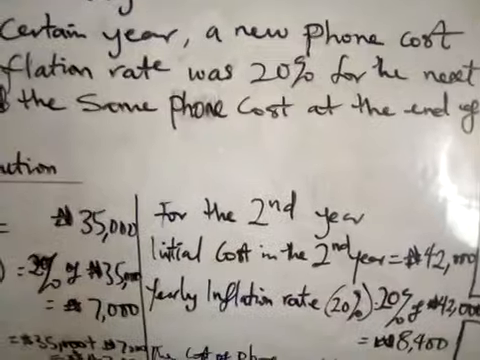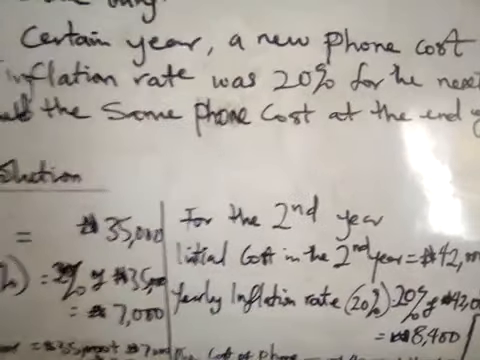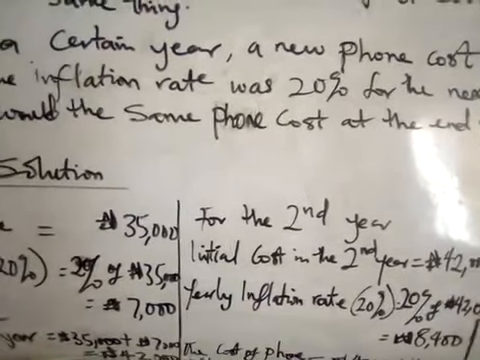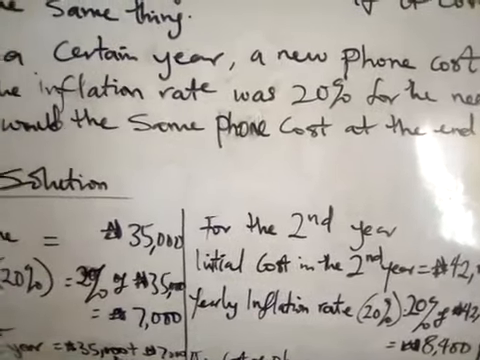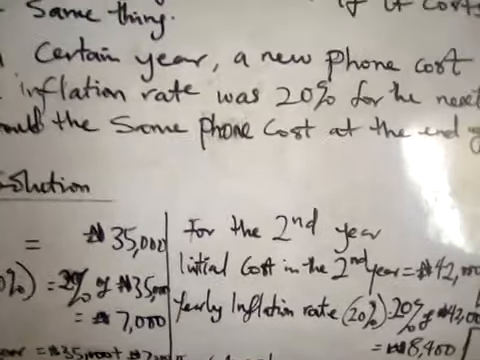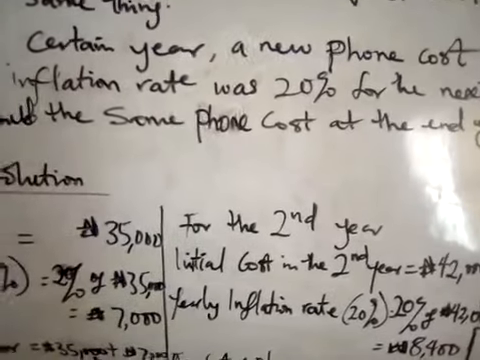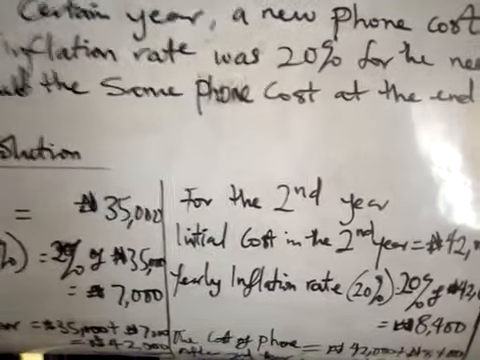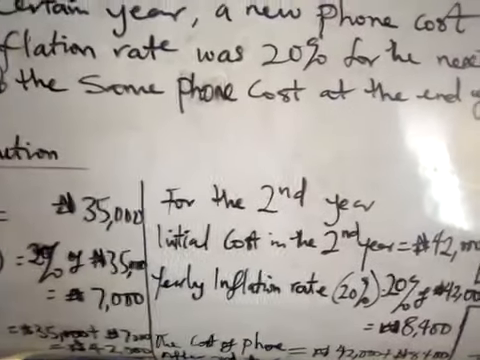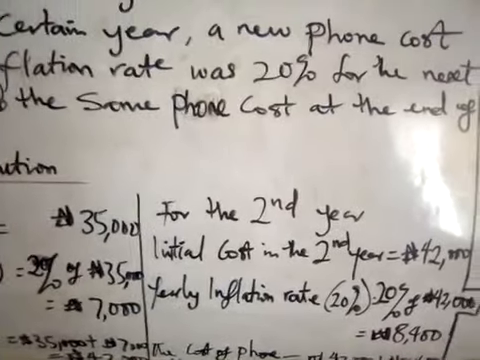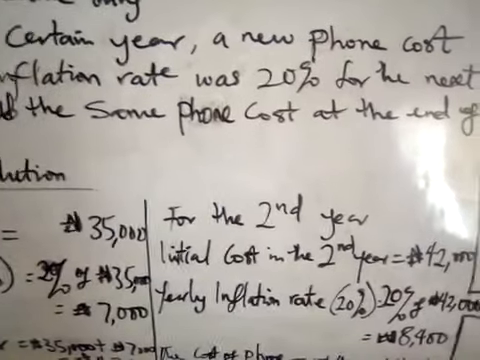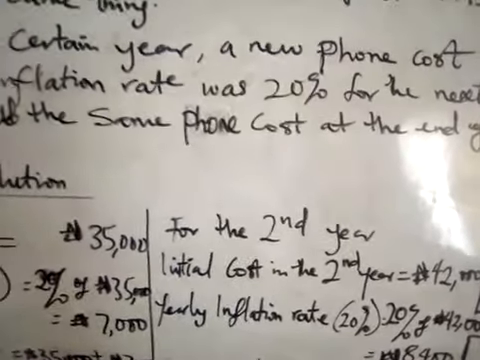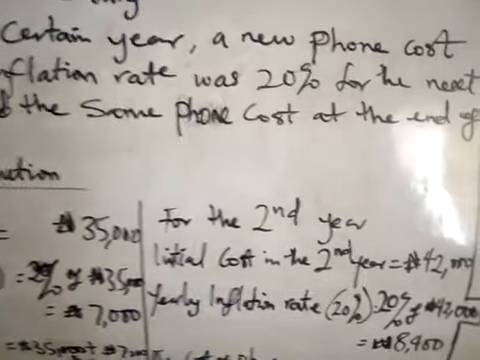So for the second year, the initial cost will be 42,000 naira. That is a year after you have gotten it. Don't forget that when you are calculating inflation rate, most times it is calculated yearly because of the fluctuation. So the average value of inflation is majorly used in calculating the inflation rate of a particular economy.